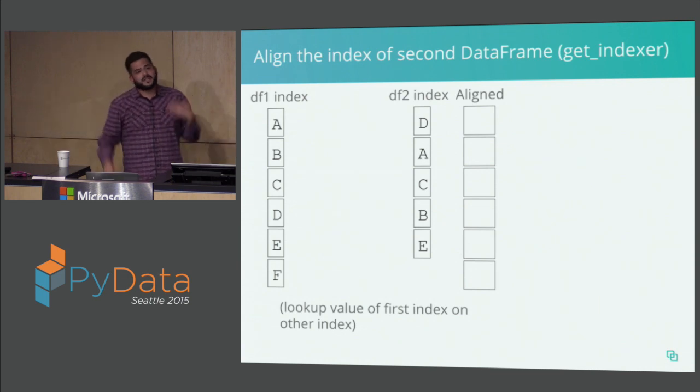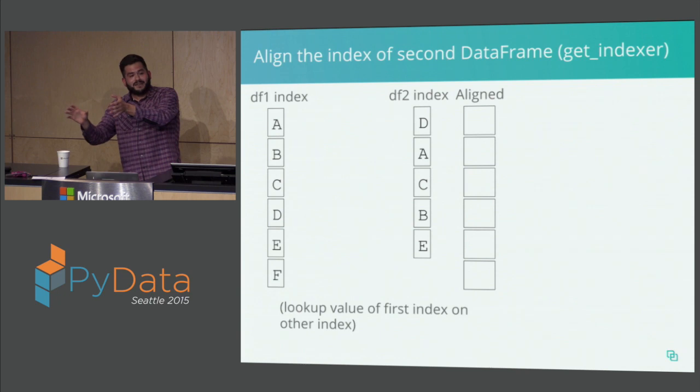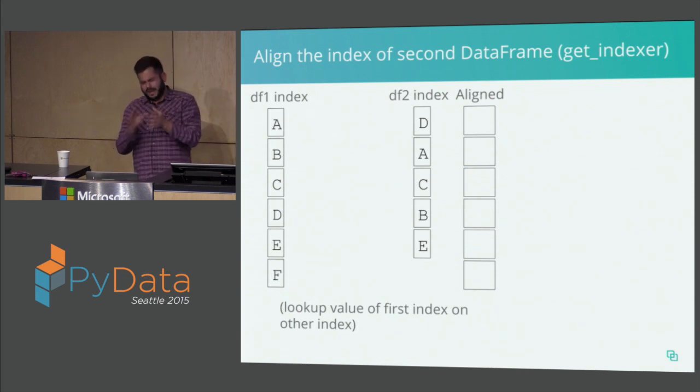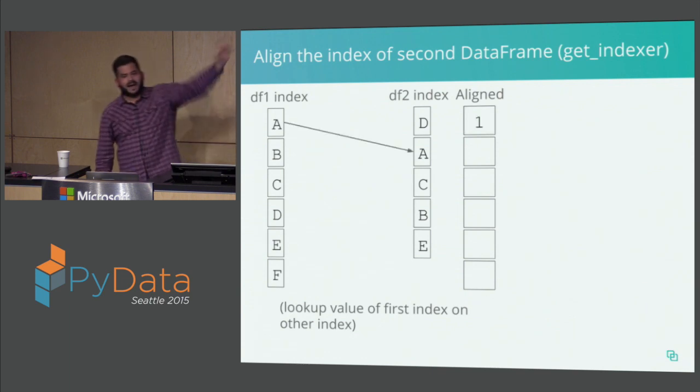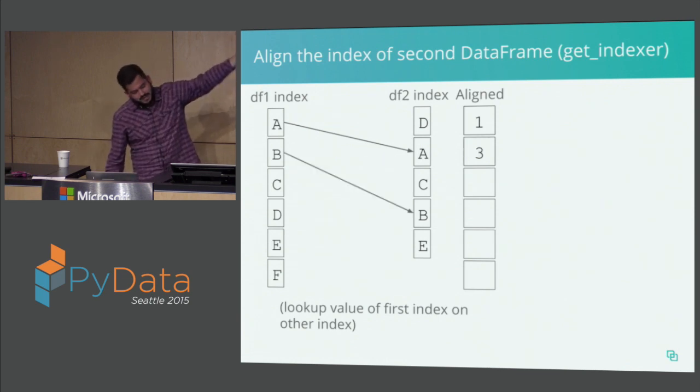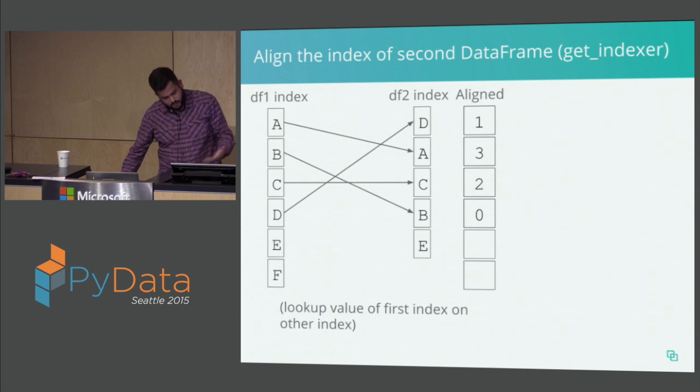But in this case, it's going to be the set of integer locations that you can use with that second data frame that will give you the right ordering to be able to combine with that. So basically, if you're looking at the first item, it's saying, okay, A, where is that on the second index? That's at index 1. B is at index 3. C is at index 2, and so forth.